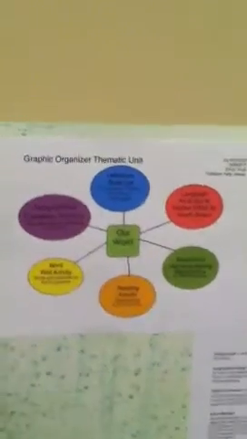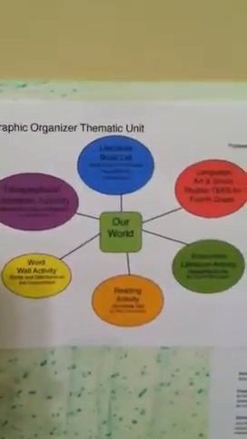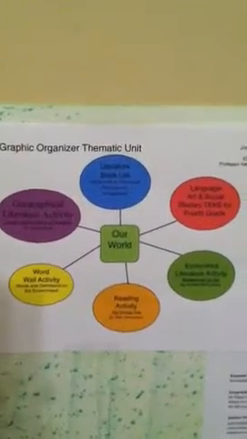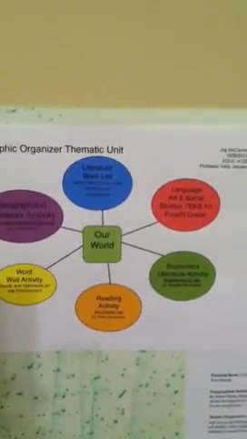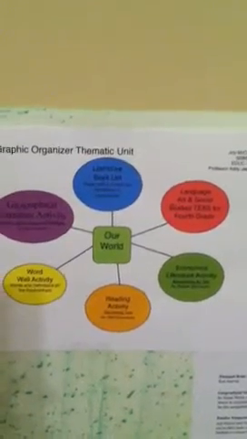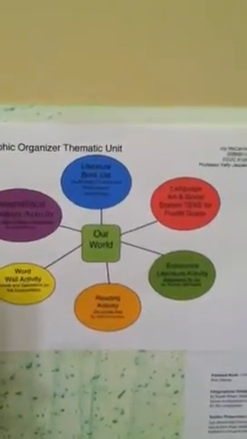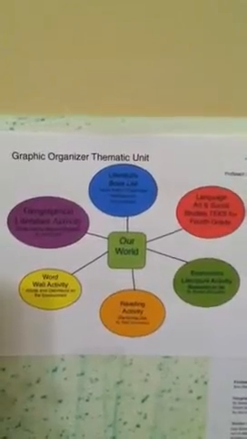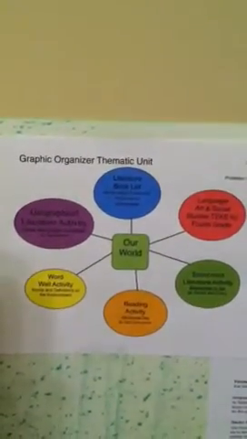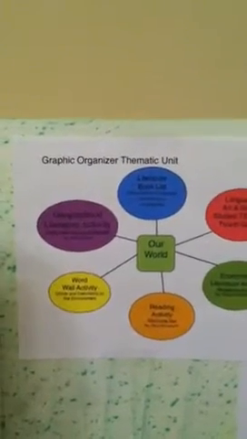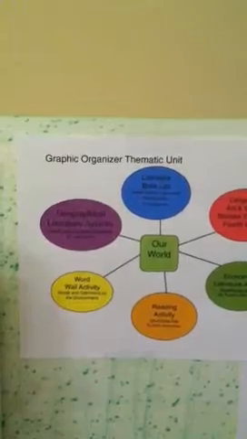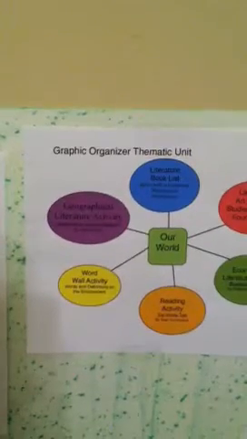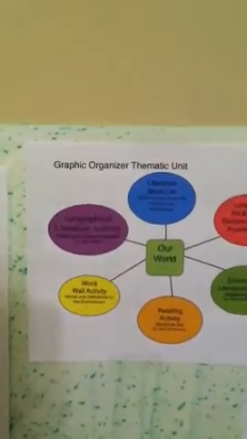and it incorporates a literature book list, which encompasses a lot of books in fiction and nonfiction about the environment, language arts and social studies TEKs for fourth grade, an economic literature activity involving Blueberries for Sal, the book, another reading activity involving the book The Giving Tree, word wall activities involving words and definitions on the environment, and lastly, a geographical literature activity involving the book Cloudy with a Chance of Meatballs.